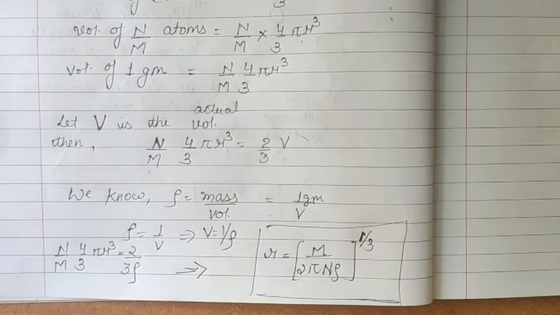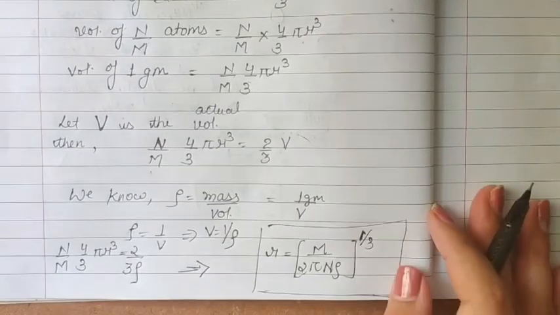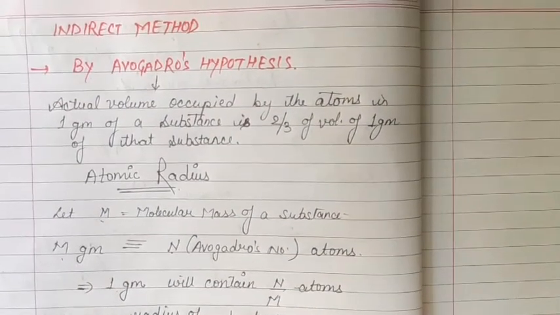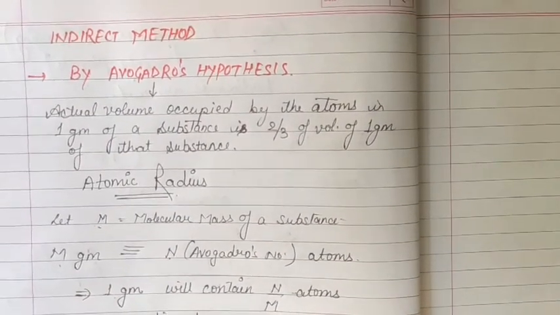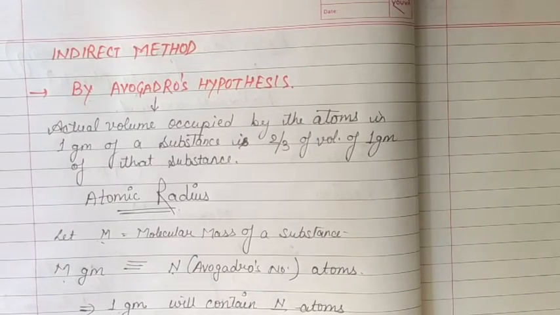So the radius of an atom of the substance can be determined by using this formula, and to find this formula we use Avogadro's hypothesis method. Okay, so this was the method to find small distances using indirect method.